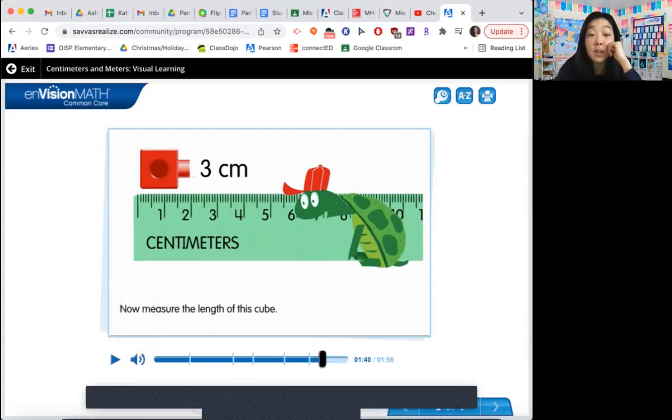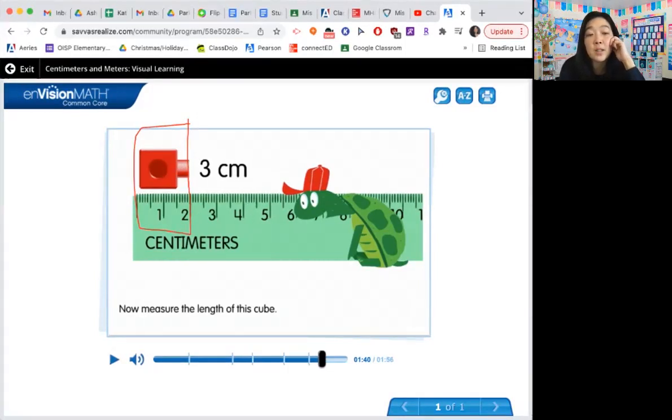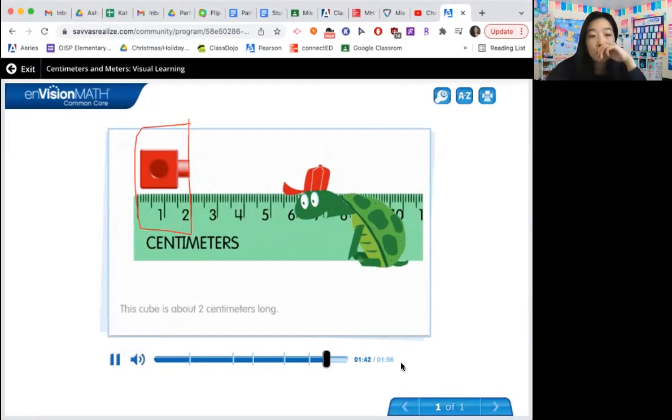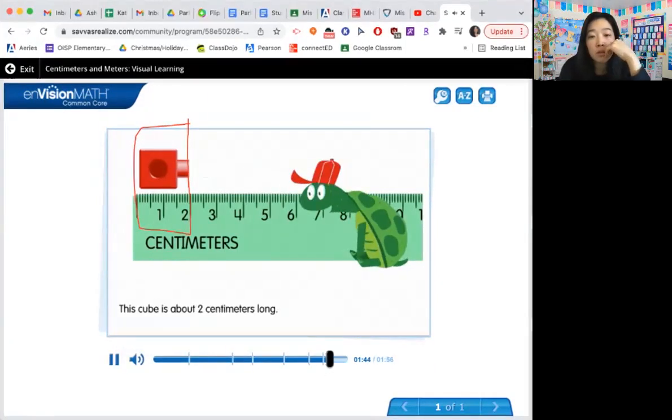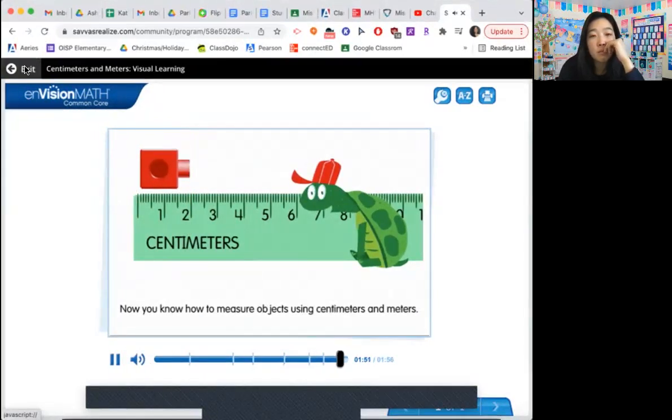Okay, you guys are saying 3, but let's look at this line. It ends right here. Where does it end? 2 centimeters. 3 was the estimate. 2 is how many centimeters the cube actually is. This cube is about 2 centimeters long. Now you know how to measure objects using centimeters and meters.